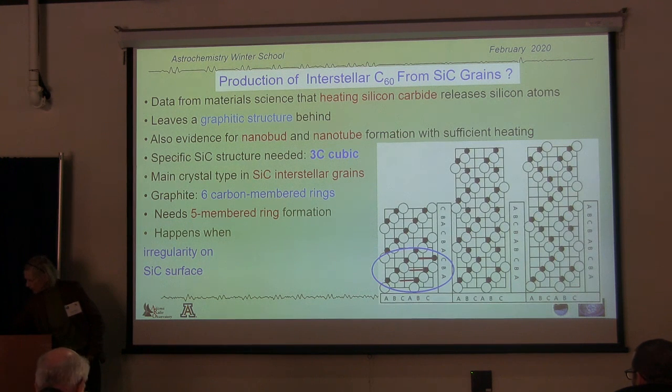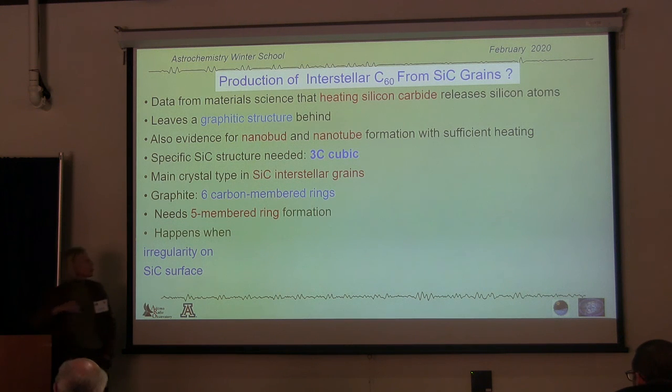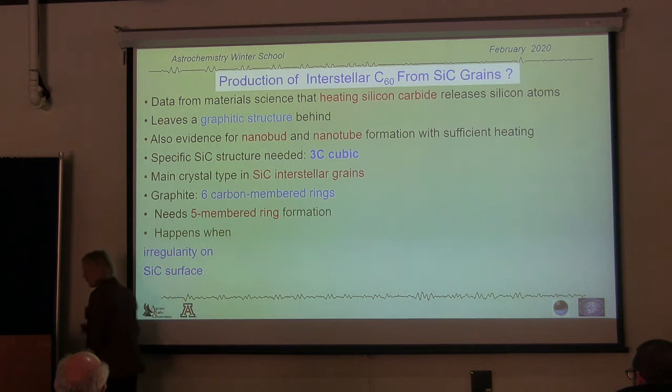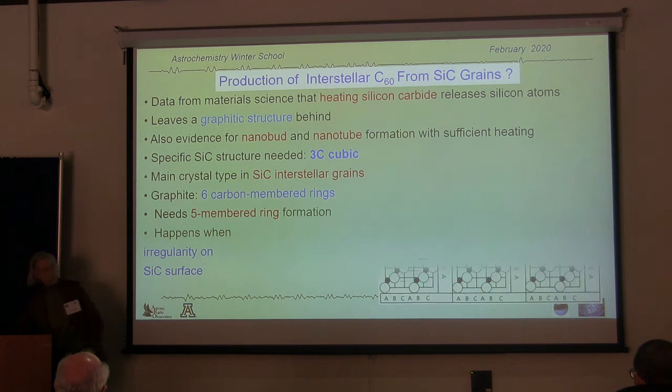If you look back at some of the literature, you actually see this. But you need a particular crystal structure of silicon carbide. Silicon carbide has like 50 different crystal structures. You need something called 3C cubic. And this is what the 3C cubic structure looks like.